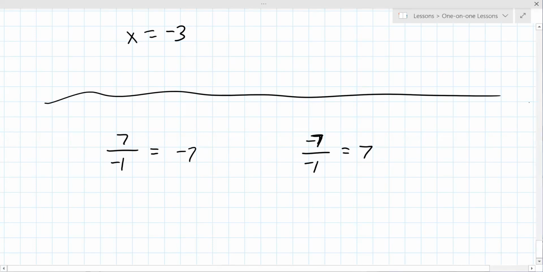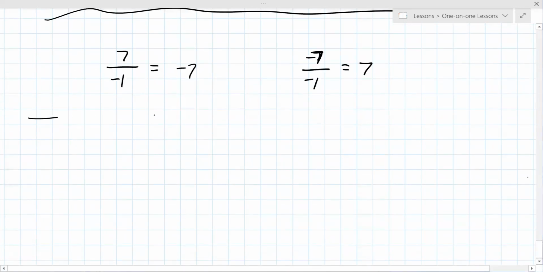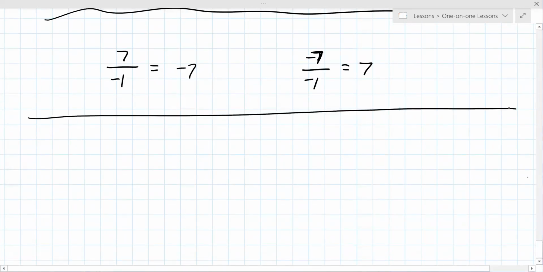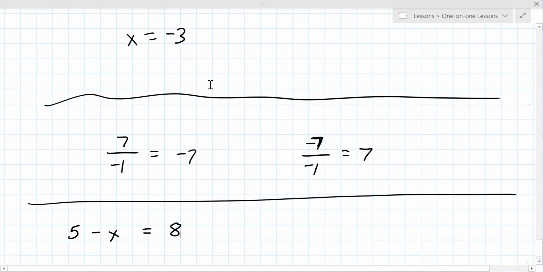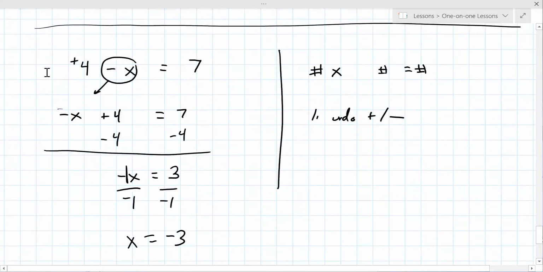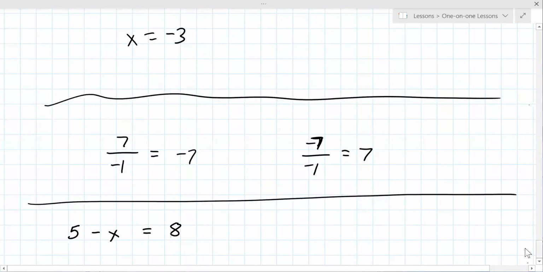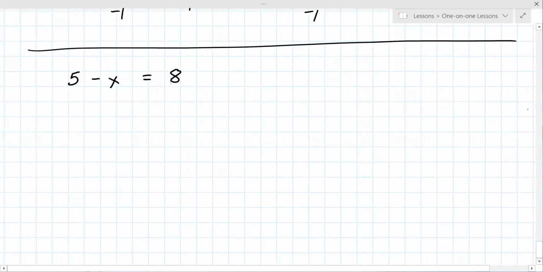All right. So now let's do another one of these questions. Let's say it's 5 minus x equals 8. We did one just like this above, and I suggested rewriting it. So let's first start with that step. How would you rewrite this?